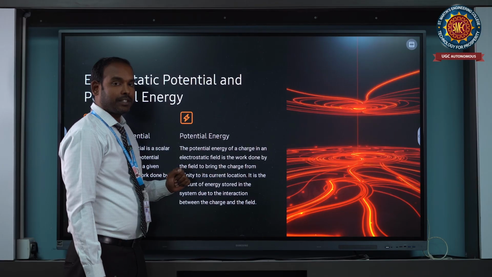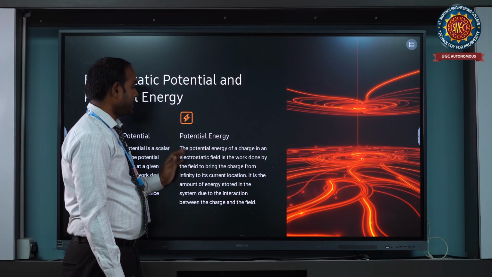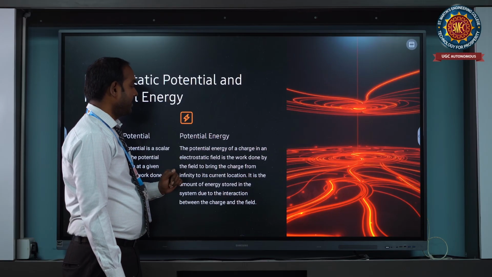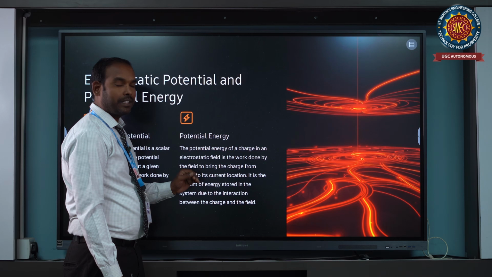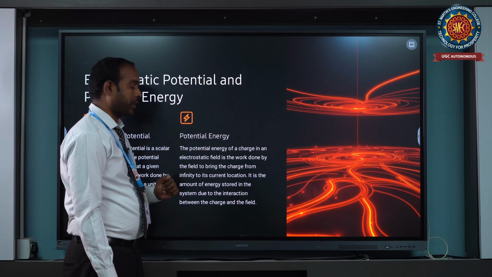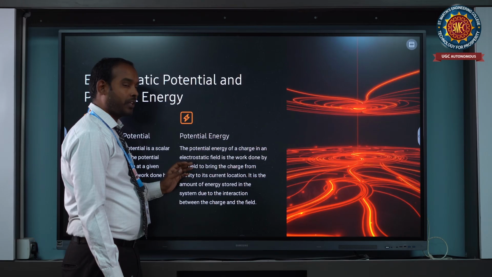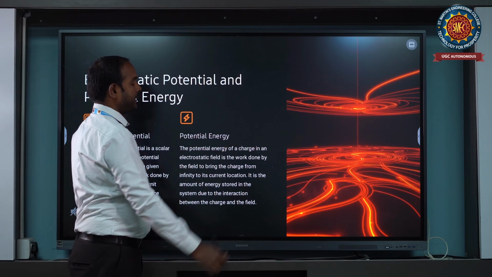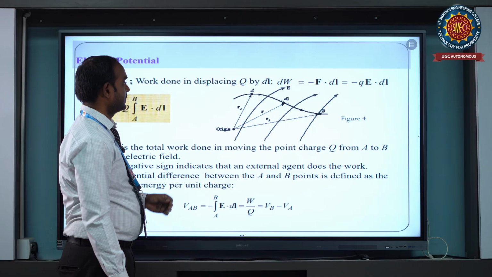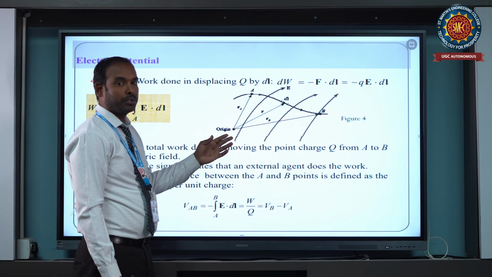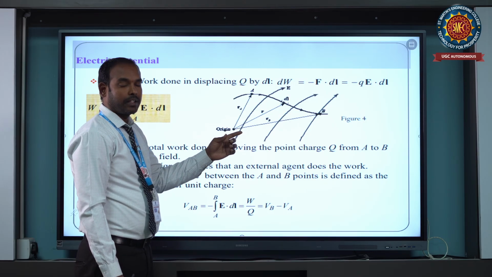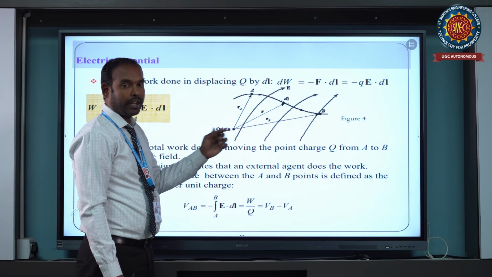Potential energy of a charge or test charge in an electrostatic field is the work done by the field to bring the charge from infinity to the current location. So it is the amount of energy stored in the electric field due to the interaction of charge and field. Mathematically, we express it here. Suppose we move the point charge from A to B along a path in an external electric field.